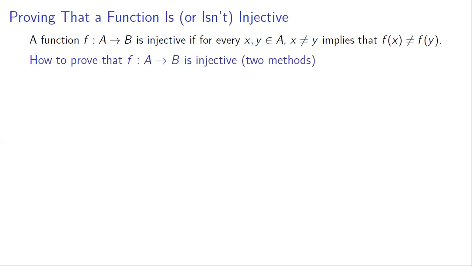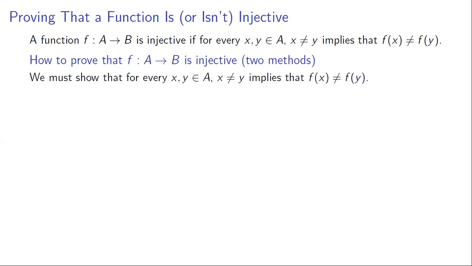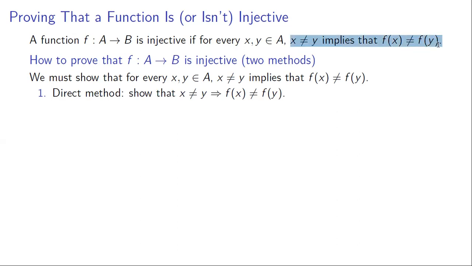So there are actually two methods. The goal is to show that for every x and y in A, if x is not equal to y, then f of x is not equal to f of y. So there are two methods, as I said. The first one is the direct method. And what we do here is we show that if x is not equal to y, then f of x is not equal to f of y. It's direct, right? We're just doing exactly what we need to prove directly. So if this, then that.